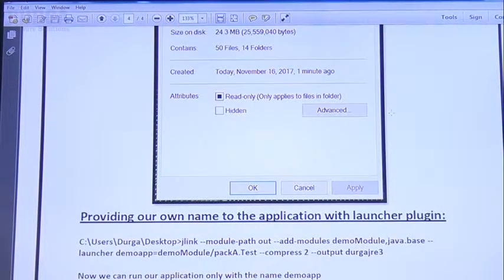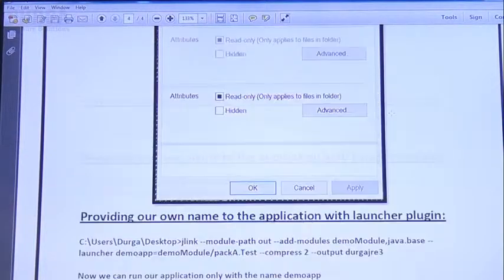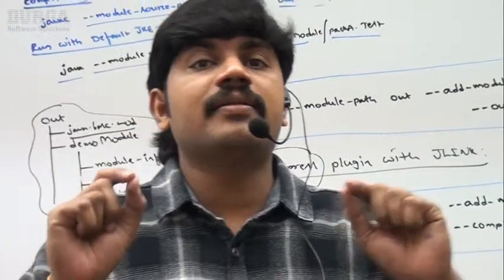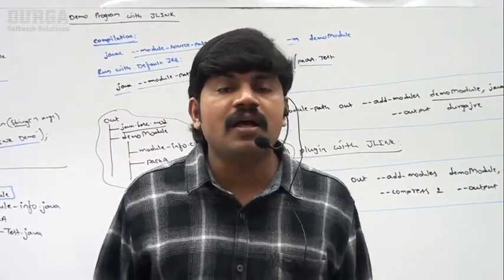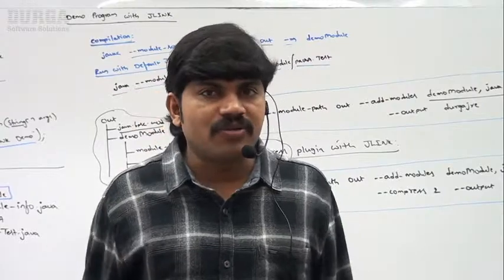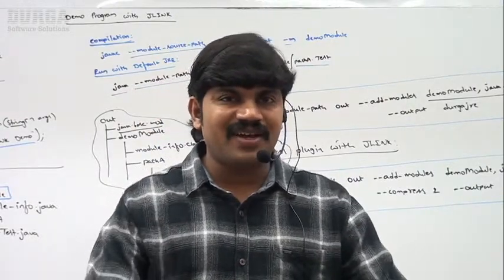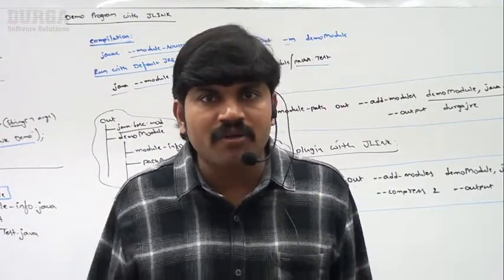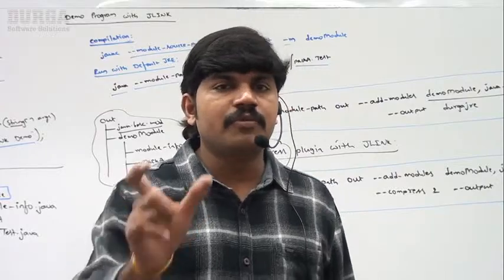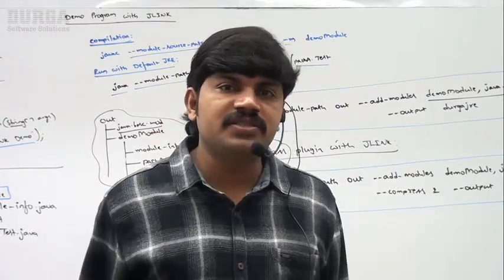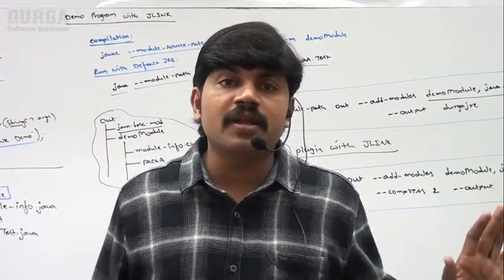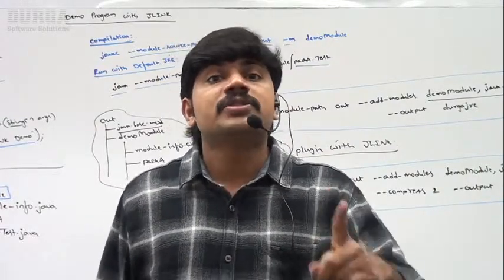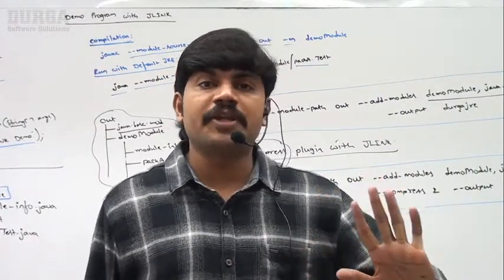Clear for all of you, right? Up to this, not much explanation is required. If you feel comfortable, there is another option: you can use the launcher plugin also. We are not required to type java -m demo module and so on. Without that, just a demo app, or some X, Y, Z. If you just specify X or Y, the application is automatically going to run. Such an option is also available by default.